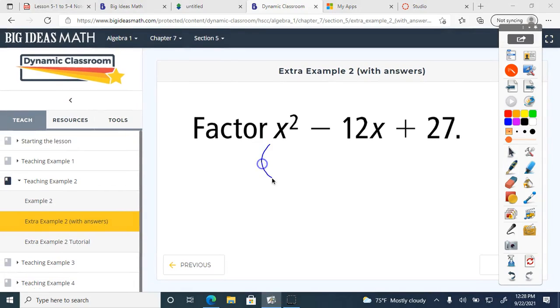x squared minus 12x plus 27. What do you think? Negative 9 and negative 3.